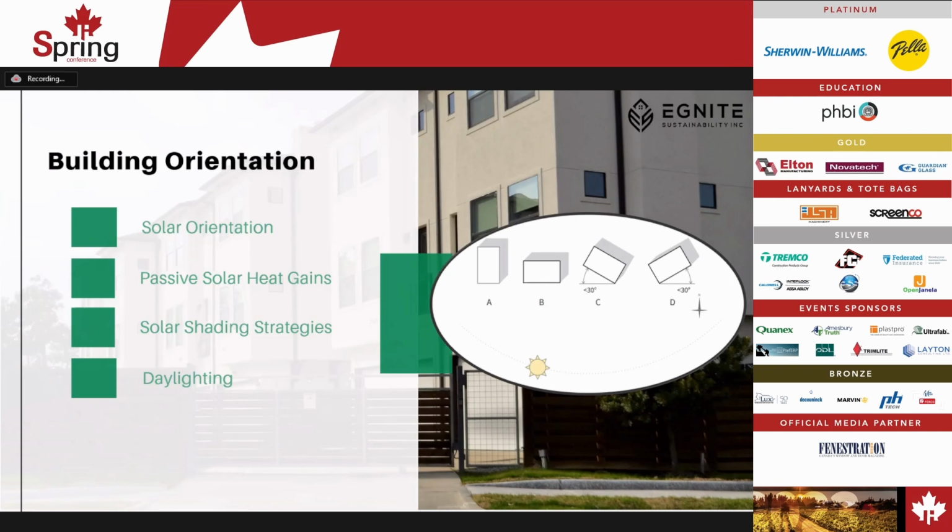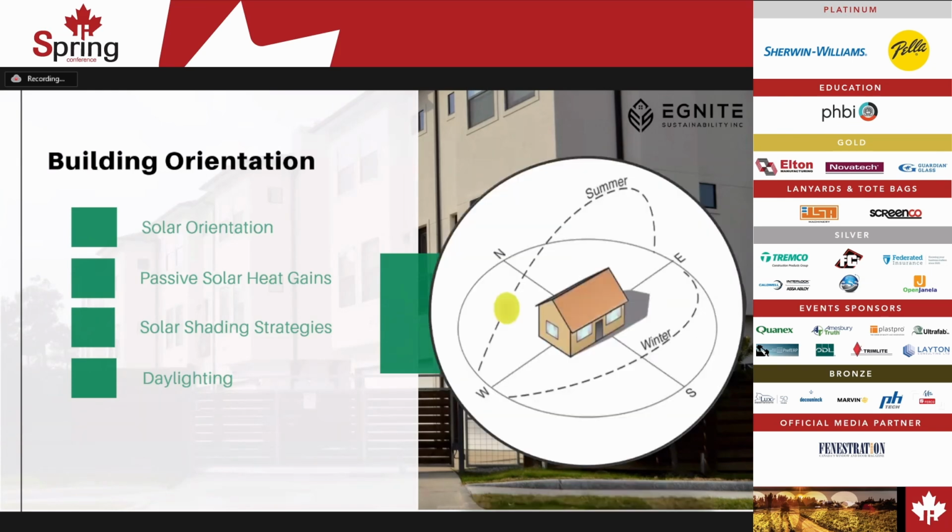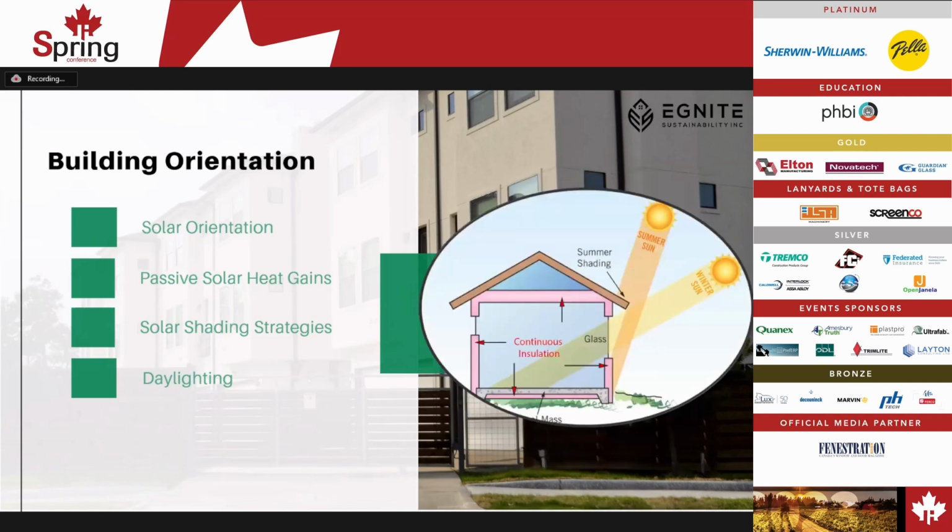Because in the summertime, the sun sits higher up in the sky. So if we've got the right overhangs, we're providing good shading to our homes. As the sun sets lower as we move into the fall and winter time, then we can take advantage of passive solar gains, because those passive solar gains are offsetting our heating demand in the wintertime. And again, here in the Okanagan, we're in a heating dominated climate.